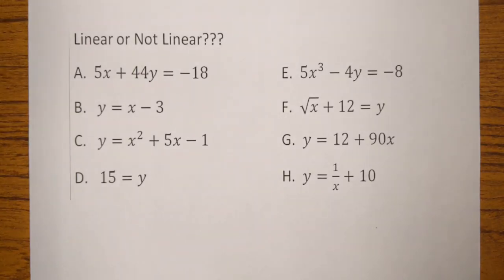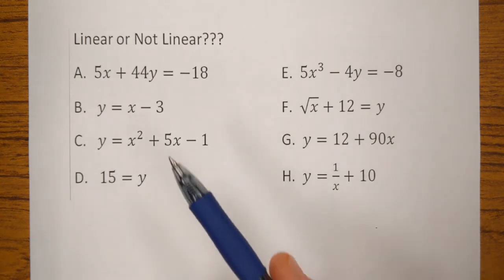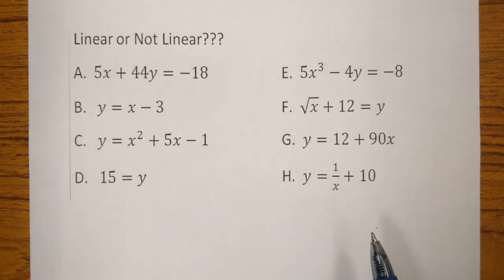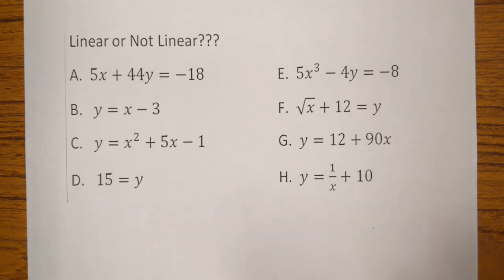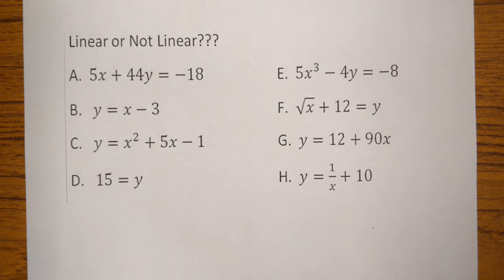Here in front of you are several functions or equations. I'm curious: if we were to graph these 8 functions or equations, which ones would make a straight line and which ones would curve? I'd like you to pause the video and think about this question right now. Which one of these would make a straight line if we went to graph them? Do you know the answer? Think about that right now.